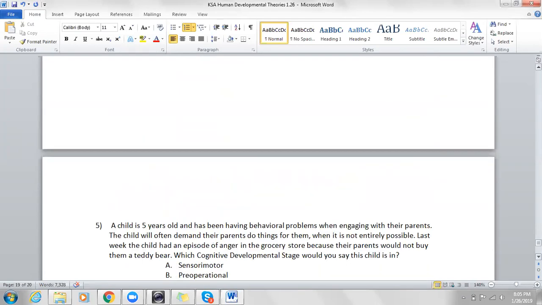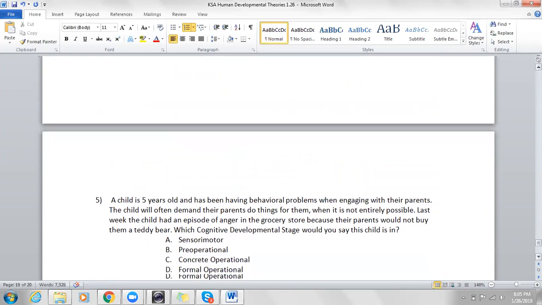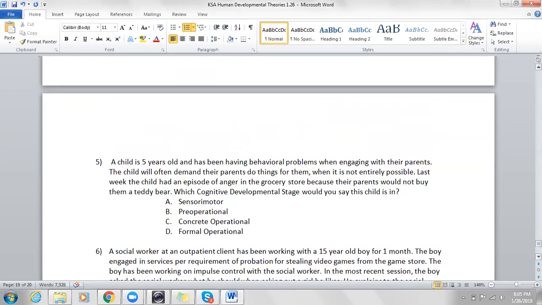So I have 6, so don't be alarmed. But let's see what we're looking at. Question 5. A child is 5 years old and has been having behavioral problems when engaging with their parents. The child will often demand their parents do things for them when it is not entirely possible. Last week, the child had an episode of anger in the grocery store because their parents would not buy them a teddy bear. Which cognitive developmental stage would you say this child is in? Say one thing that you're looking forward to next week in the chat when you have your answer.